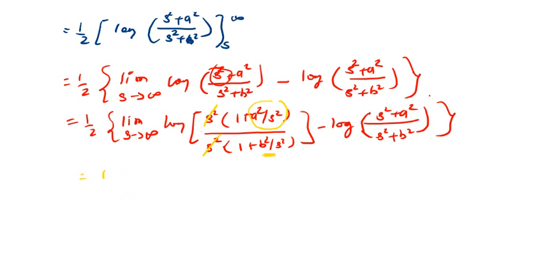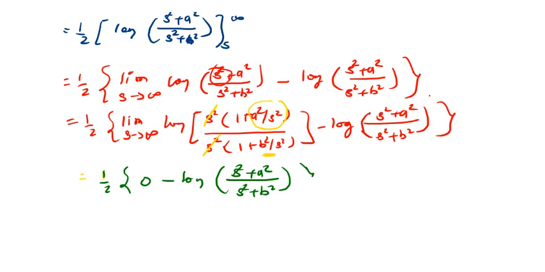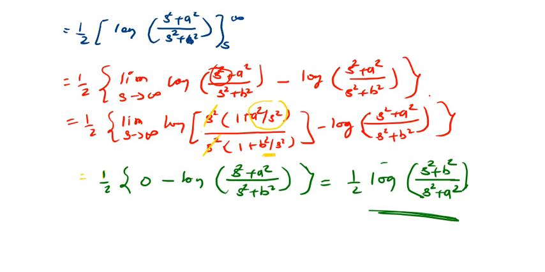What will be the final answer? This will be 1 by 2 in bracket, this term will be 0 minus log of s square plus a square upon s square plus b square. And because of this minus sign, the terms of the log will get reversed. This will be s square plus b square in the numerator, and s square plus a square in the denominator. And this is how we solve the examples when the function f of t is divided by t. We saw what will happen when we take the derivative, when we take the integration, when we multiply by t, and when we divide it by t. Thank you.